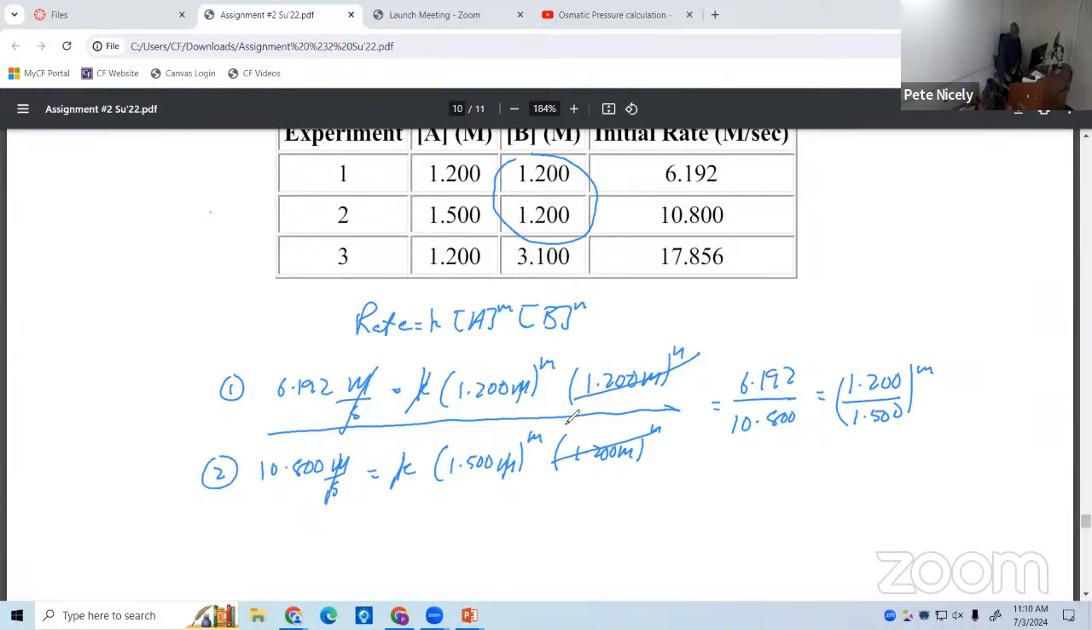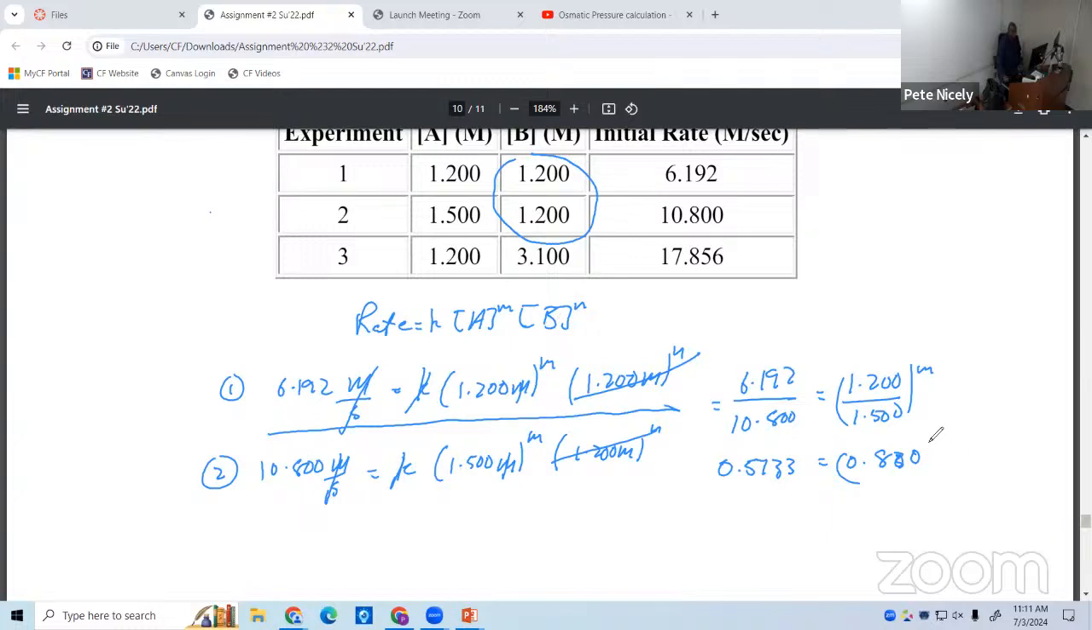So 0.5733 repeating equals 0.8 to the M. Okay, this one is not directly easy to figure out by inspection.